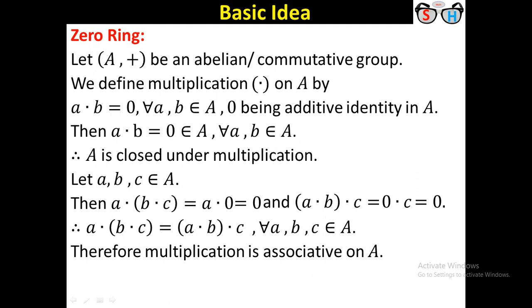So we see that A is closed under multiplication, as well as multiplication is associative on A. Therefore we can conclude that (A, ·) is a semigroup. Okay, now our target is to show that (A, +, ·) is a ring, that is, A will form a ring with respect to the given addition and our multiplication which we define here. For that purpose we have to show also the distributive property. For that purpose we consider a·(b + c).